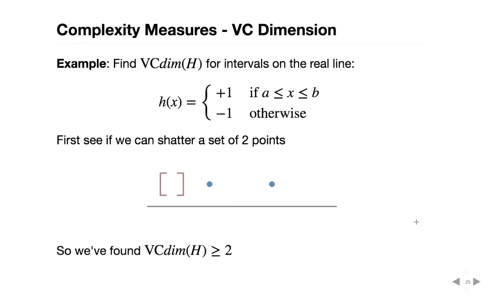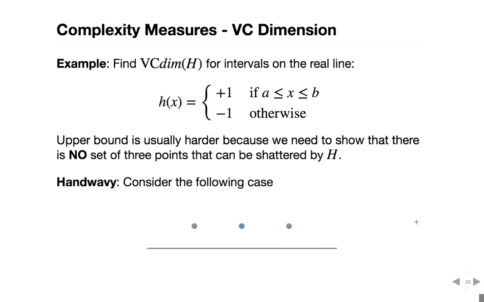So what I'd like to do is prove that there is no set of 3 points that can be shattered. Okay? And so here, this is just kind of a hand-wavy example. Here I've thrown down a specific, kind of arbitrary-ish example, and I've come up with a labeling that I know doesn't work, because if it goes positive, negative, positive, then there's no way that I can accurately capture this with an interval.